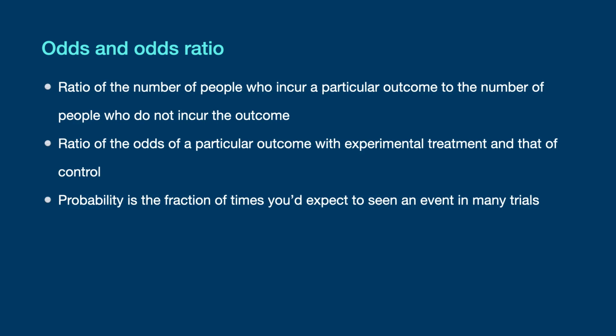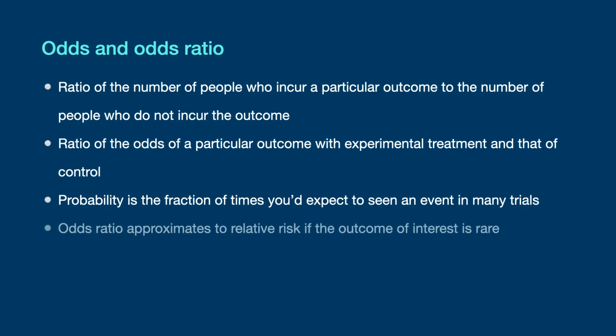So if we take an example of rolling a dice, the probability of rolling a 6 is 1 over 6 or 0.1666. The odds of rolling a 6 is 1 over 5 or 0.2. Odds ratio are the usual reported measure in case control studies, and it approximates to relative risk if the outcome of interest is rare.